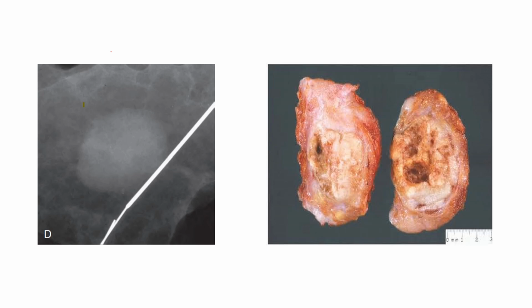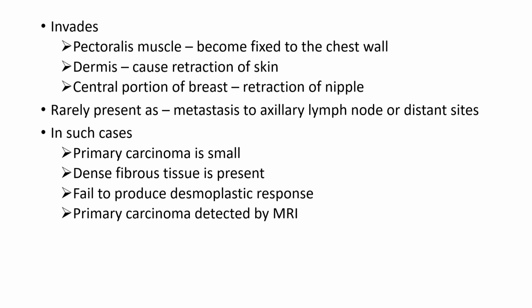Now this is the mammographic image and this is the gross image. In mammography, you can see this is the tumor, which is well circumscribed and having regular margins. Now in the gross image, this is the tumor, which is also well circumscribed and having regular margins, surrounded by the desmoplastic stromal tissue. Now the cancer may invade the pectoralis muscle and become fixed to the chest wall, or it may invade the dermis and cause retraction of skin, or it may invade the central portion of the breast causing retraction of the nipple.